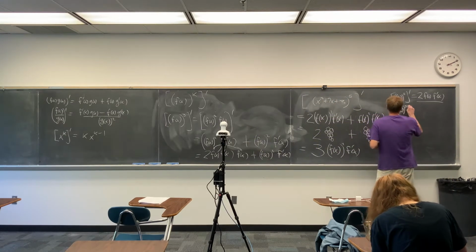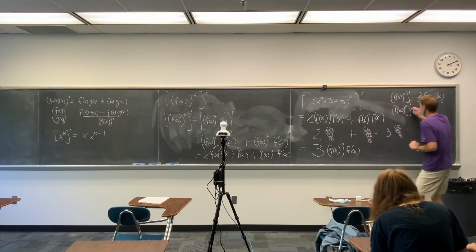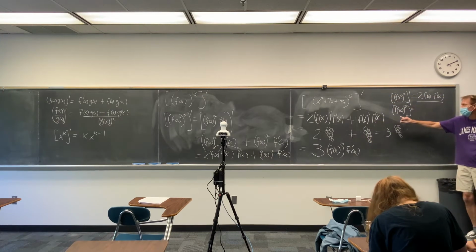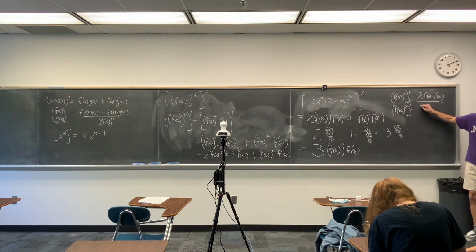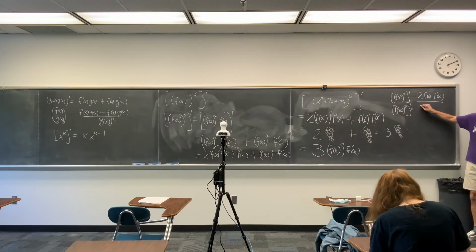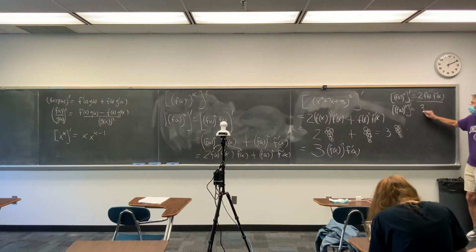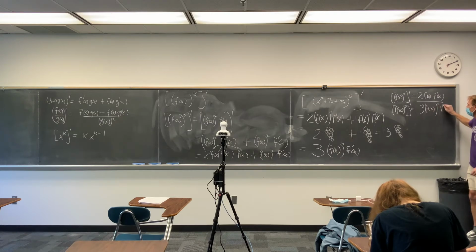We found the derivative of f of x to the 3rd as being what when it was all said and done? 3 f of x squared times f prime of x.